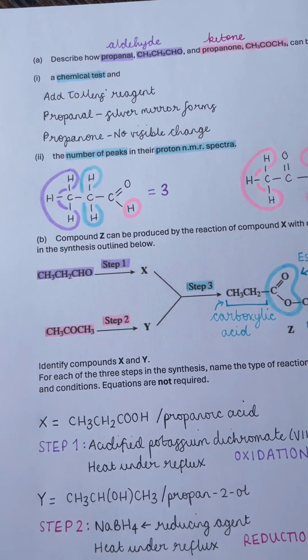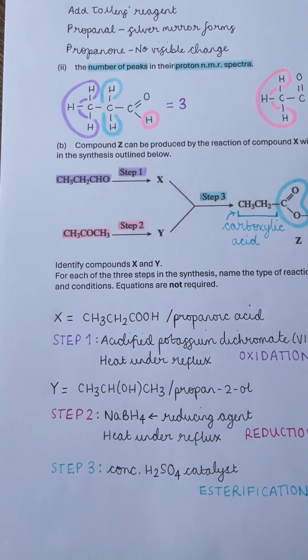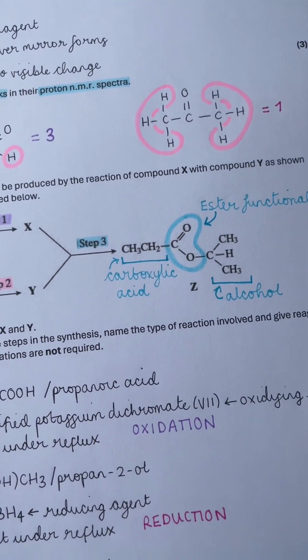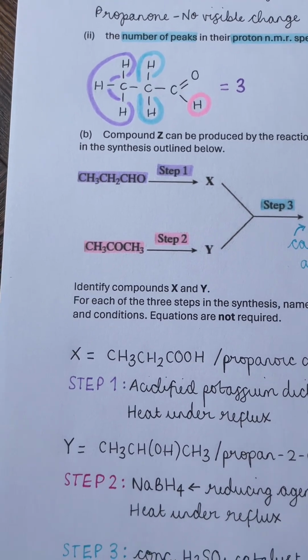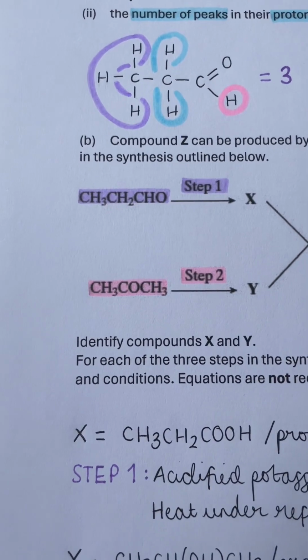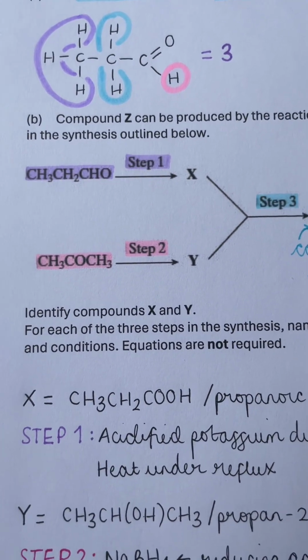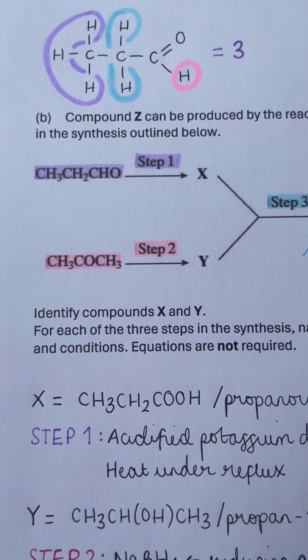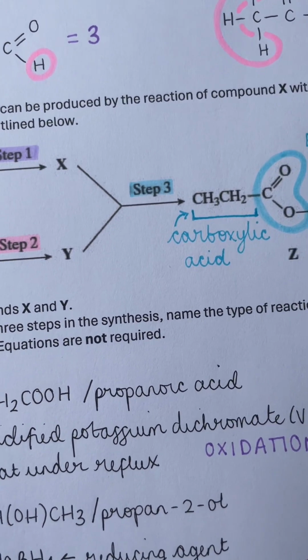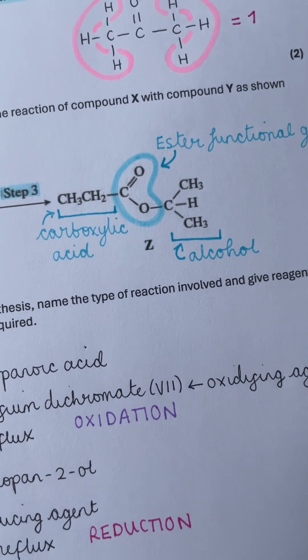Then we have this little synthesis where compound Z can be produced by the reaction of compound X with compound Y, as shown in the synthesis outlined below. So we're taking the propanal and the propanone that we started with, doing steps 1 and 2 to each of those respectively to get X and Y. We're then adding X and Y together in step 3 to get Z.